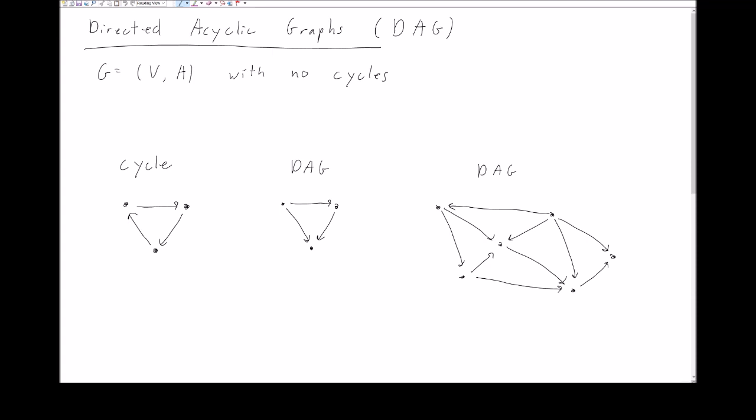So a DAG is a graph that's directed. It's a graph that has a set of nodes and a set of arcs. And importantly, there's no cycles. A cycle is any set of arcs so that we can return or find a path from a node back to itself. In this cycle, if we start at this node, we can go around the graph and find a path that goes back to the node, and hence there's a cycle. In a DAG, or directed acyclic graph, there are no such cycles.